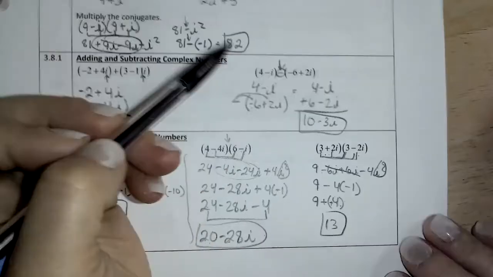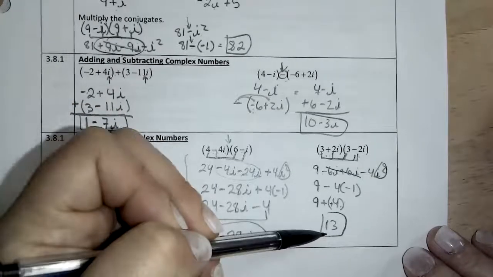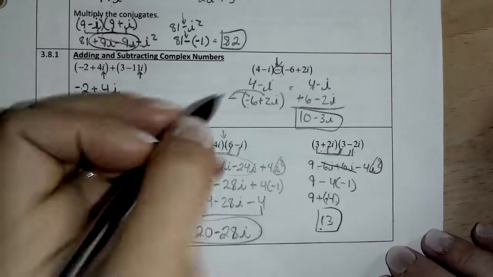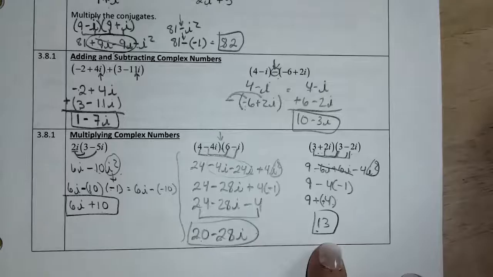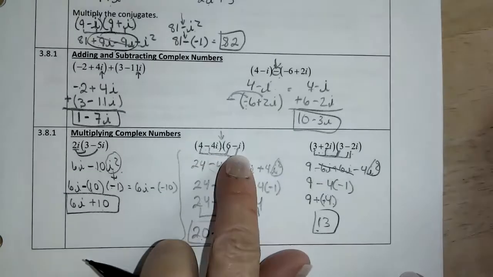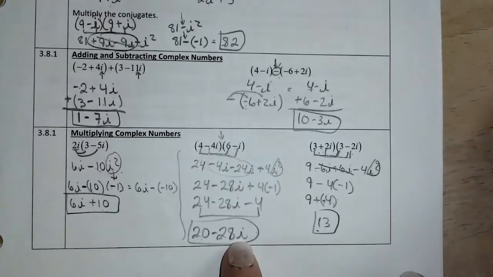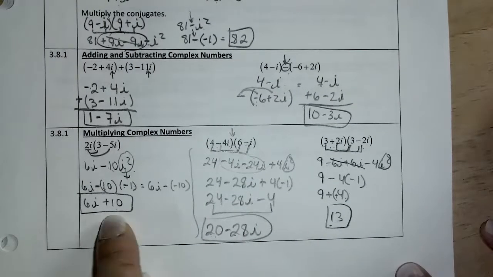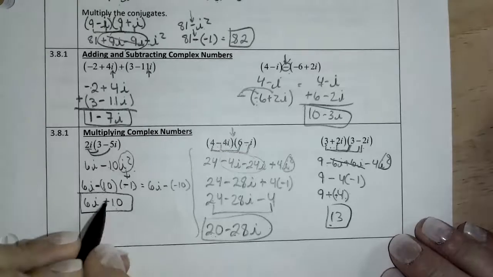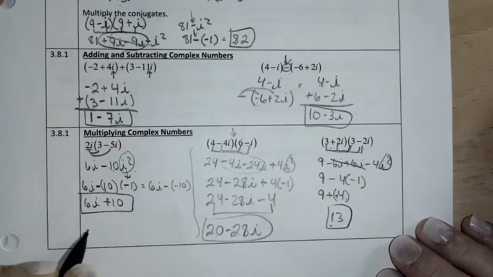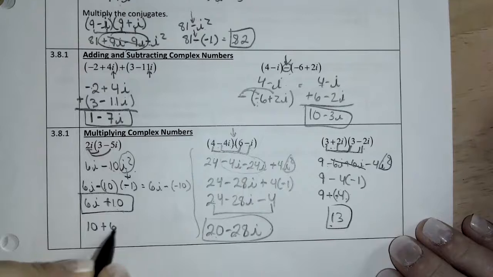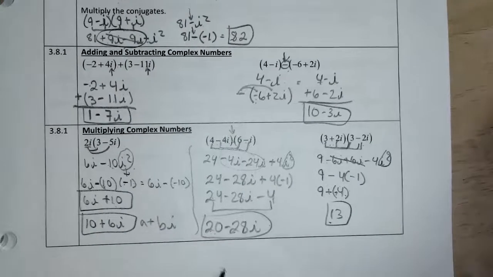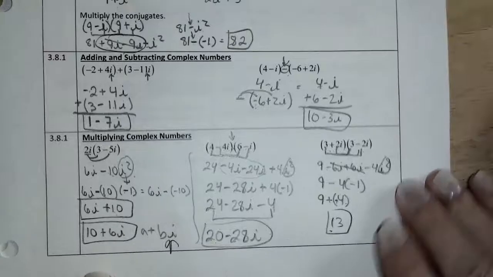And you notice every time I multiply the complex conjugates, I got just a number. That's what should happen. So multiply complex conjugates, you get just a number. And then these should always wind up in their a plus bi form. So 6i plus 10. On your tests, I'll probably say write it in your a plus bi form, so you would want to change it to 10 plus 6i, and that's all you have to do. So that's your a plus bi form, where your imaginary comes second.